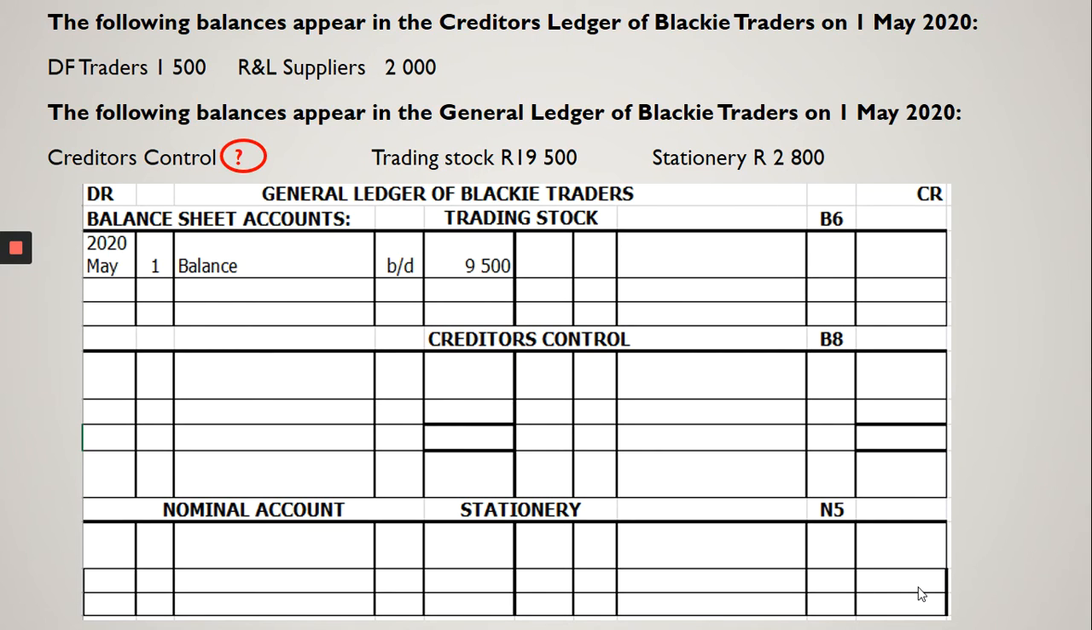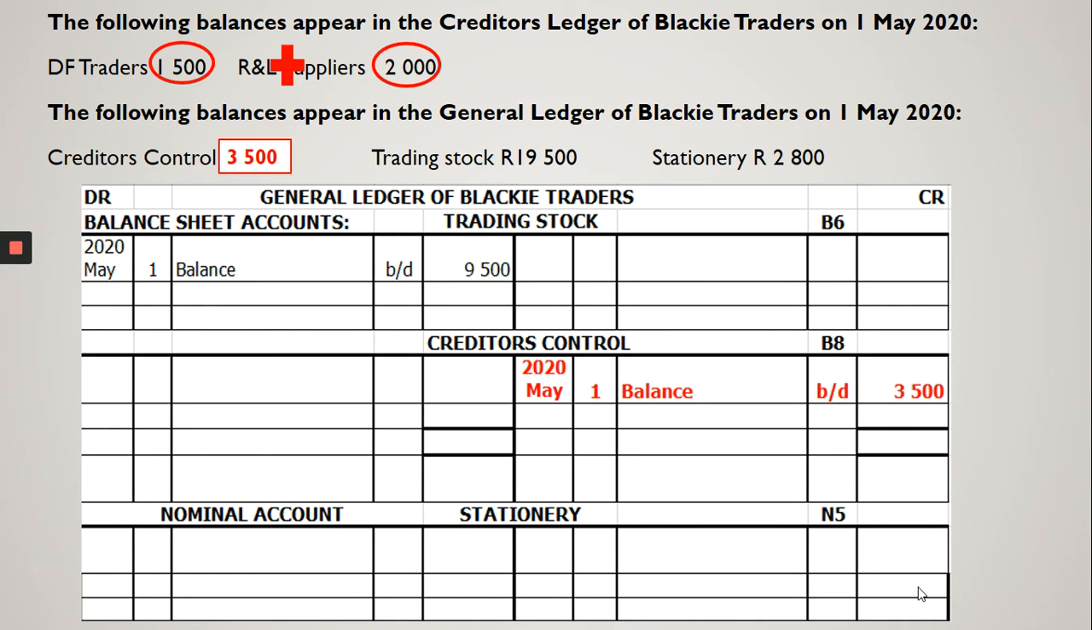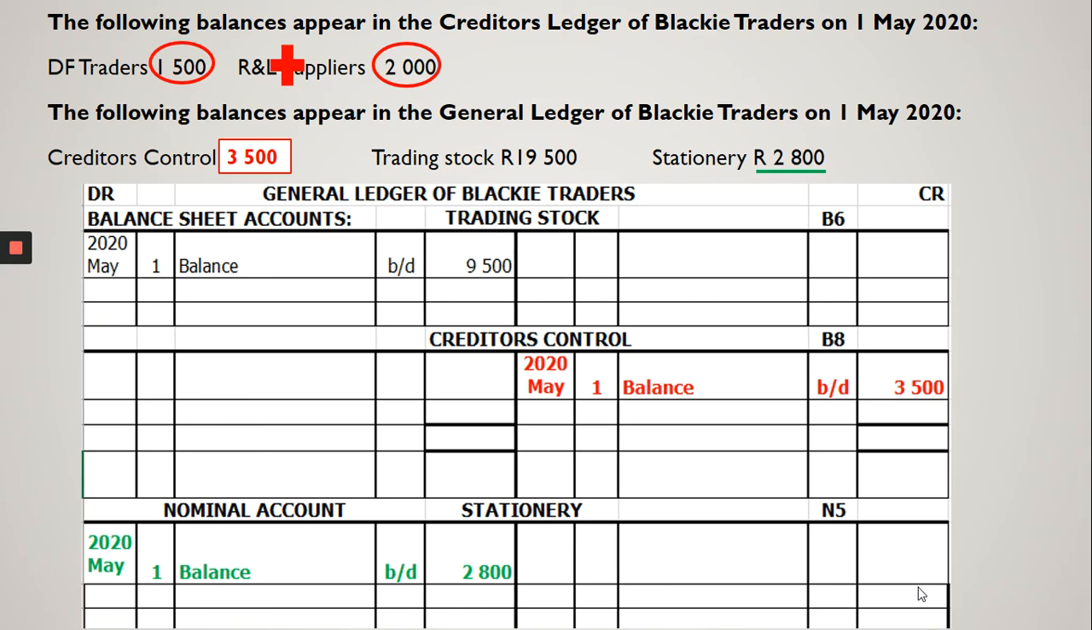At creditors control, you will see there's a question mark. Now, to calculate creditors control's balance, you are going to add up the balances in the creditors ledger. So you are going to take the 1,500 plus the 2,000, and that will give us a balance of 3,500 rand. Creditors control is a liability, so therefore we will write the balance in the credit side. Stationery is an expense for my business, so that means it decreases my owner's equity, so therefore the balance will be on the debit side.